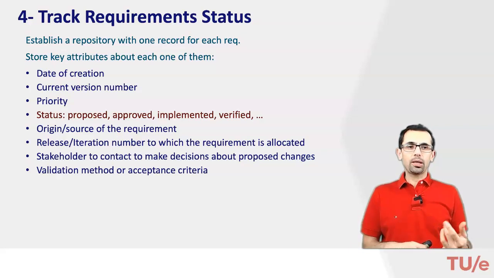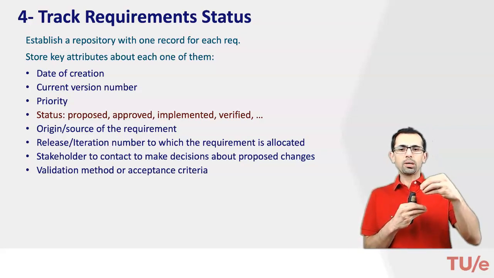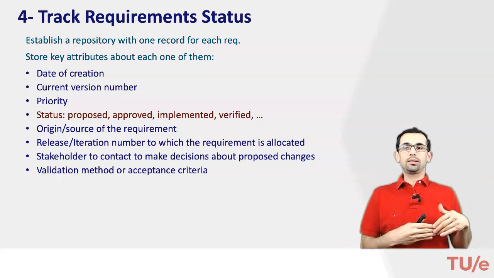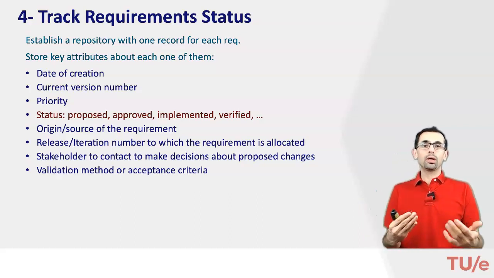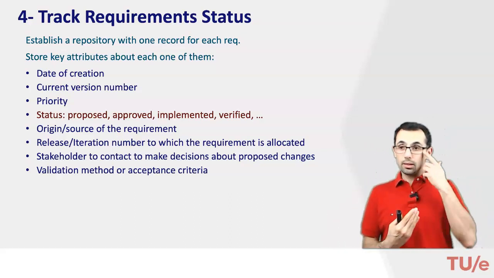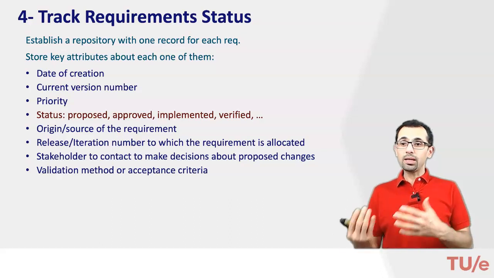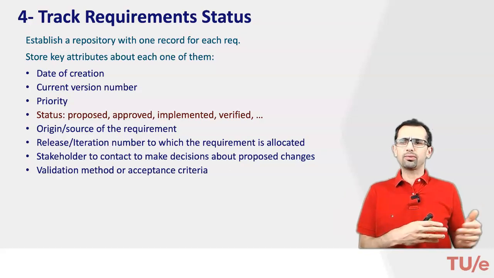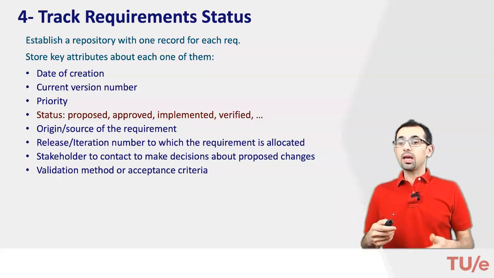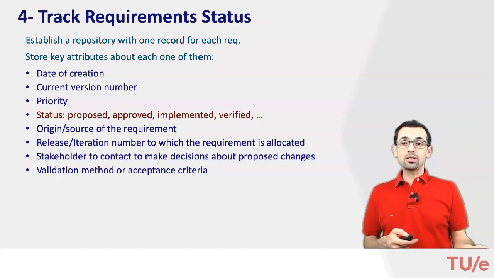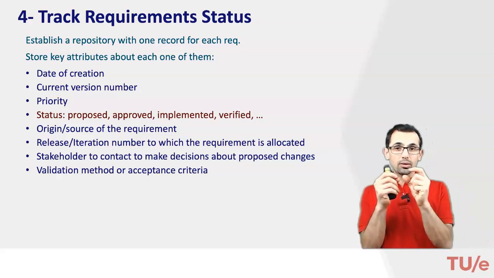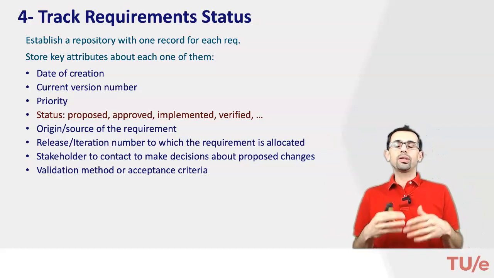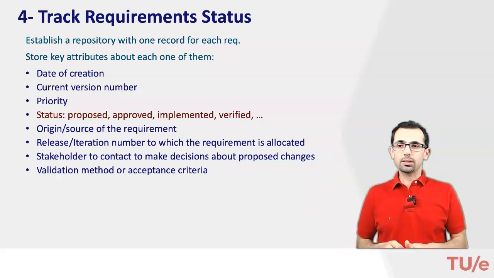Origin, source of the requirement. If you define the source of the requirement for each requirement statement, then you will automatically create a kind of traceability. So that is the attribute that will help you to handle traceability. Release iteration number to which the requirements are allocated, so you can say that this is for version 1, this is for version 1.2, and so on. Stakeholder to contact to make decisions about the proposed changes, so you may as well say that, okay, this requirement is coming from this stakeholder, and if something goes wrong with this one, or if there's a question, you go back and ask that particular stakeholder.